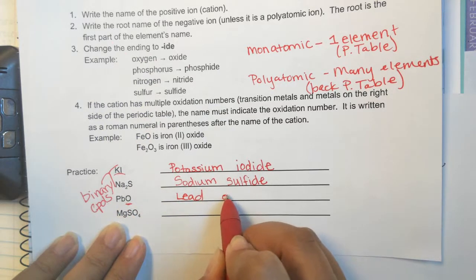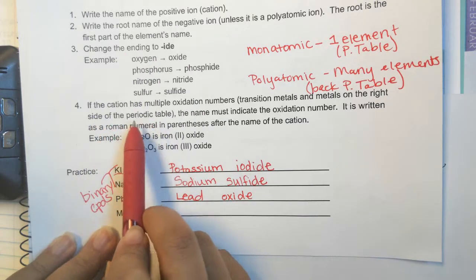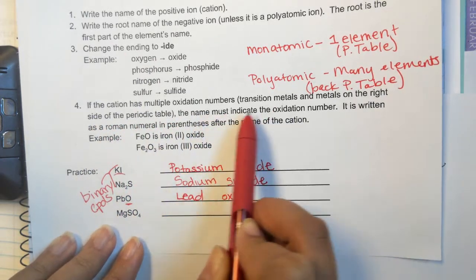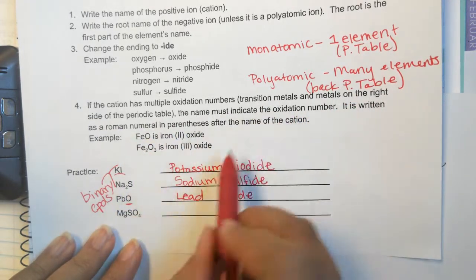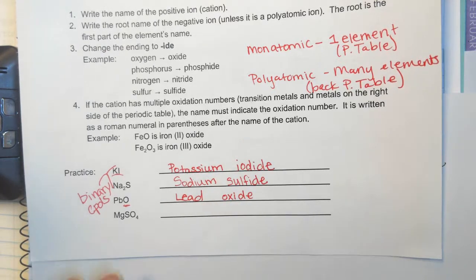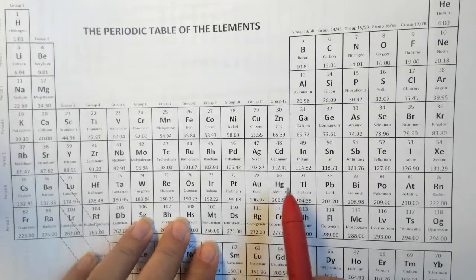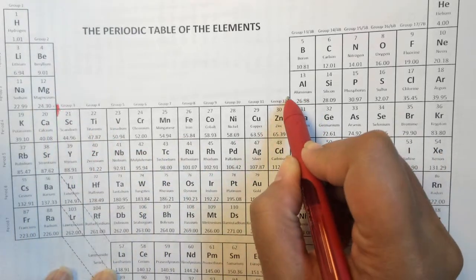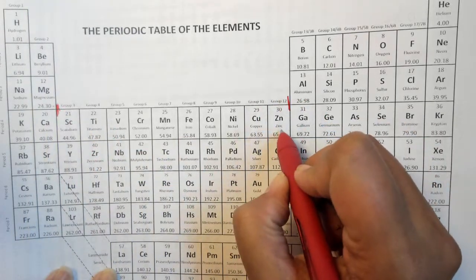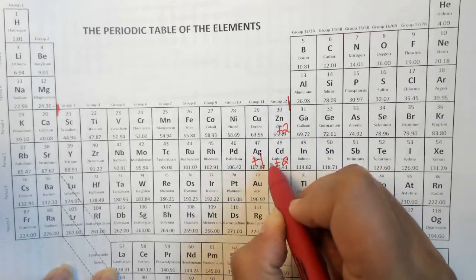Oxygen, which becomes oxide. Alright, so now I'm looking at the last step. If the cation has multiple oxidation numbers, so these are our transition metals and the metals on the right of the periodic table, then we're going to have to indicate their oxidation number by a Roman numeral. Okay, so in all of this, you can see that my transition metals start right here at group 3 and end right here. Okay, zinc always has a +2, cadmium always has a +2, and silver always has a +1.